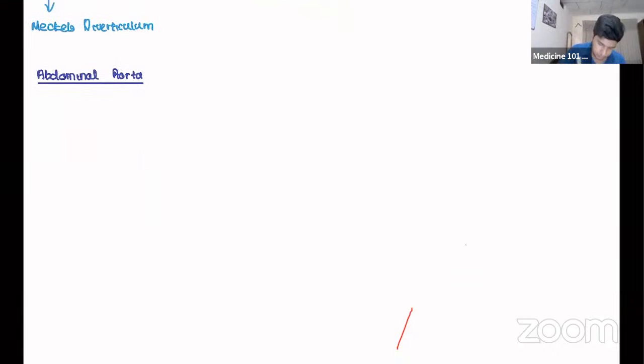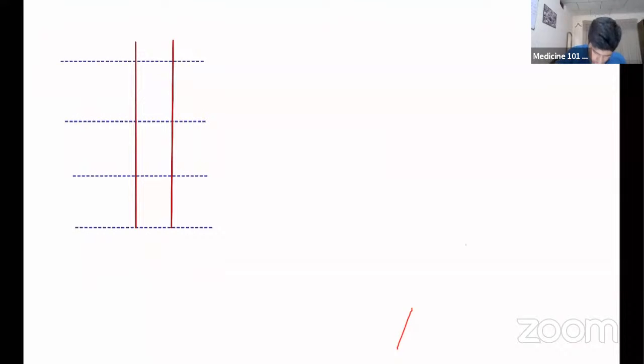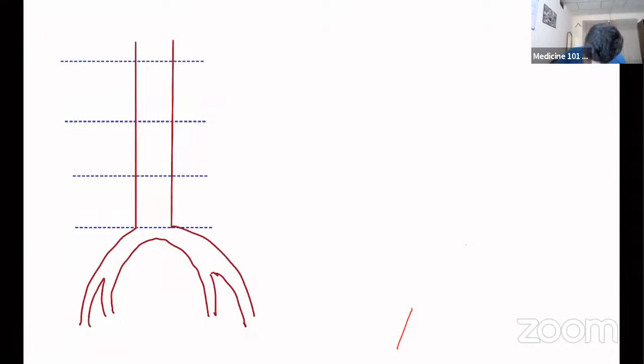Let's take a look at the abdominal aorta. First, I'm going to draw the regions in relation to the vertebral column. Just make sure you have space between at least 2 lines in your note, if possible. This level is the T12 level, then L1, L2, L3. Simple. Now, let's look at each part and its importance.